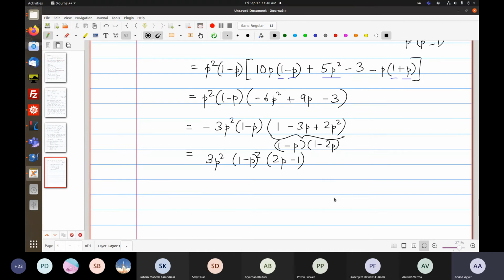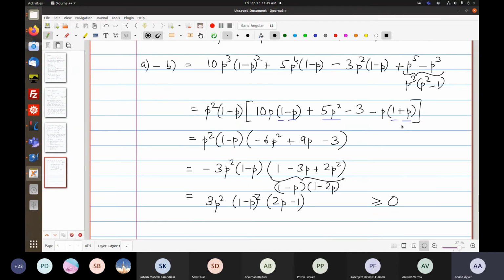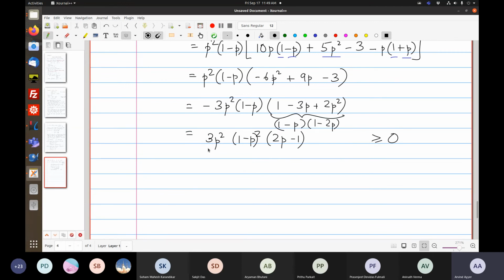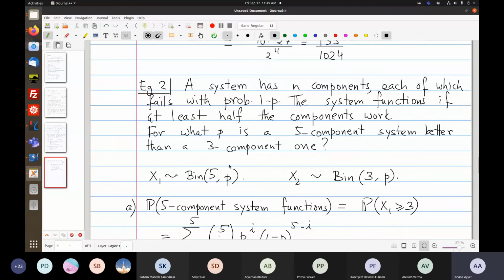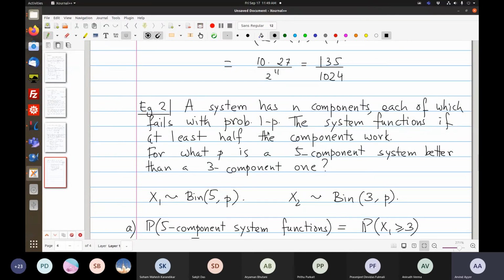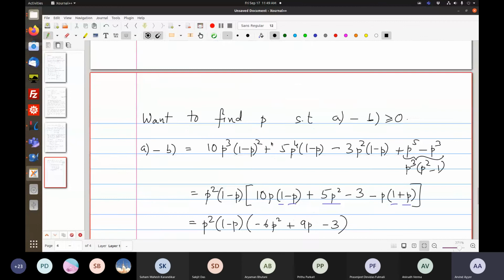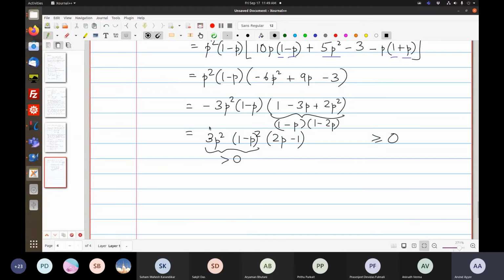Okay. So fortunately everything factors nicely, and we want this to be greater than or equal to 0. Right? That's what we said. A minus b should be greater than or equal to 0. What's nice about this is that these factors are positive. The question doesn't say it, but it should be clear that the question makes no sense if p is 0 or 1. If p is 0 or 1, what are we talking about? The system always fails or always functions, so there's nothing to talk about. And in real life it never happens anyway.